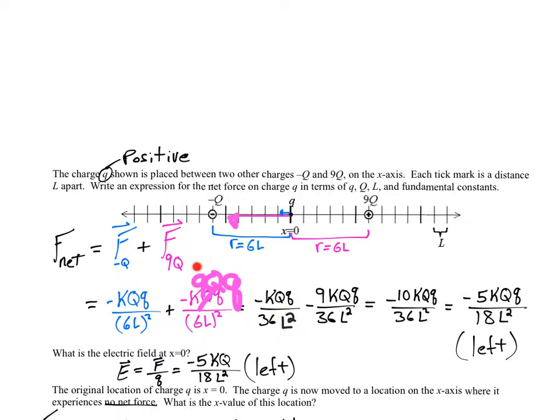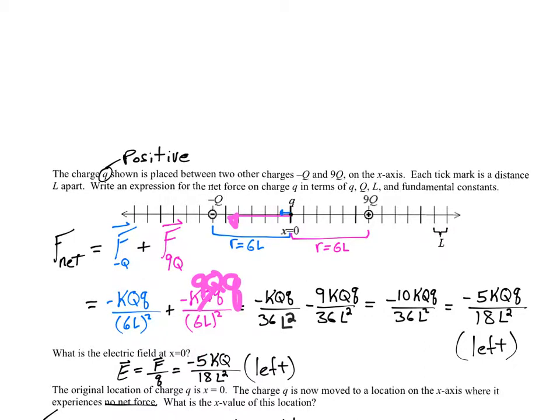This should be 9 big Q little q. -1 and -9 make -10. 10 over 36 becomes 5 over 18, and that points to the left. The electric field at this point is force divided by charge. You're dividing by the charge that's experiencing the force, so we're dividing by little q. When we do that, the little q's cancel. Again, this points to the left.